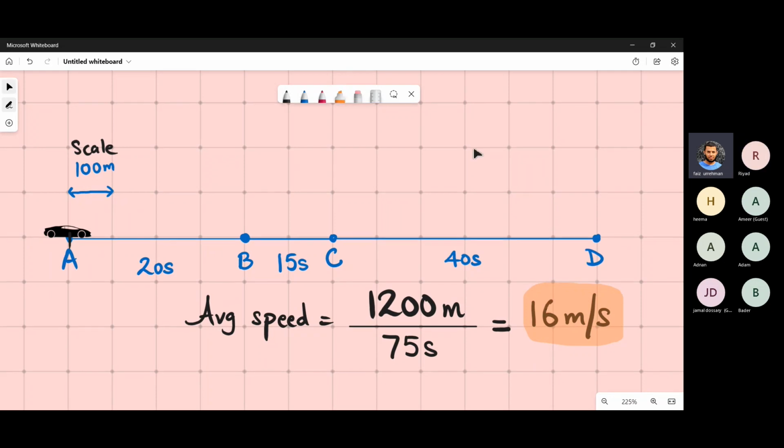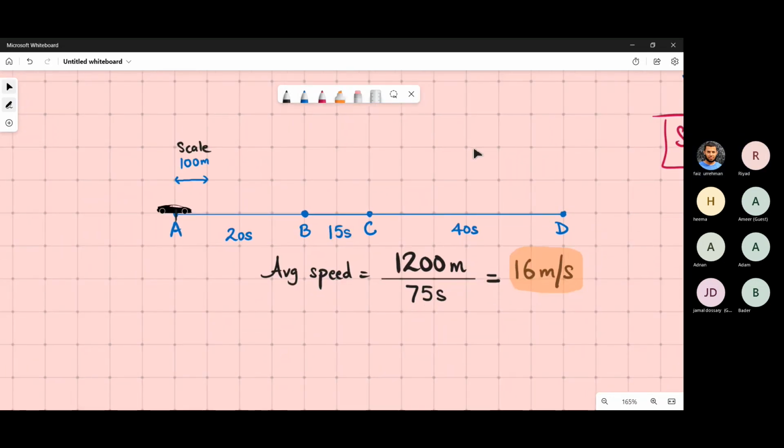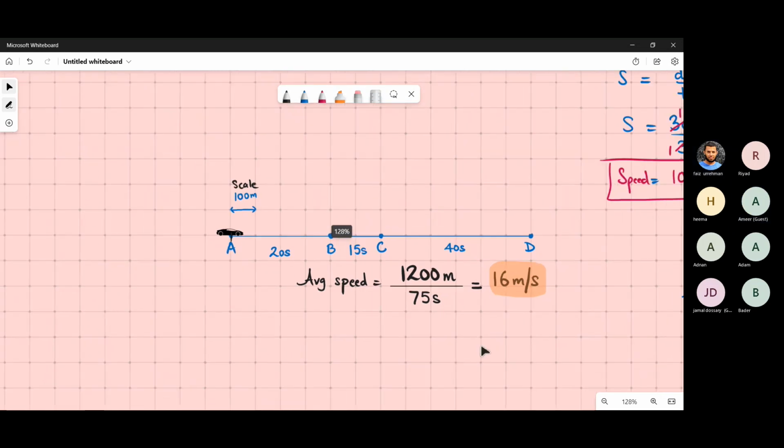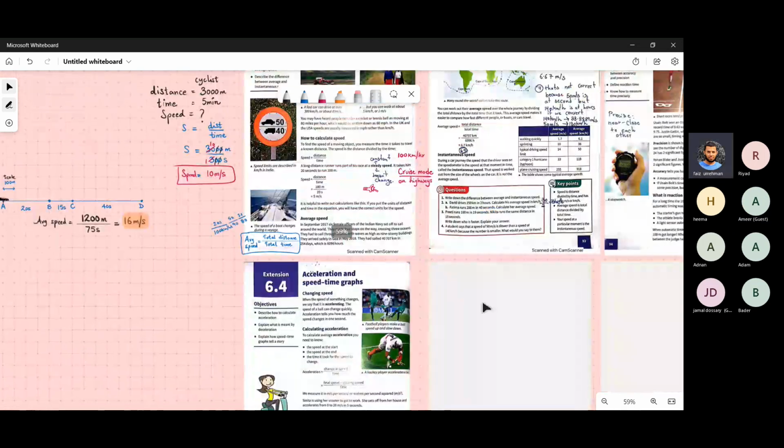Mohammad, did you get the idea? What is actually average speed? Okay. Yes, average speed.